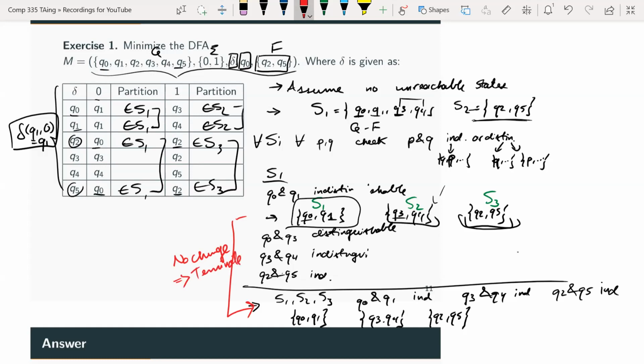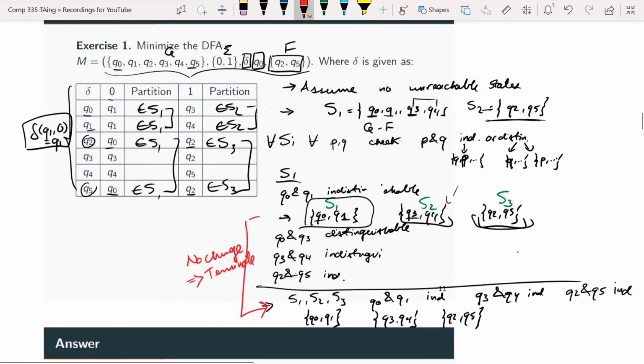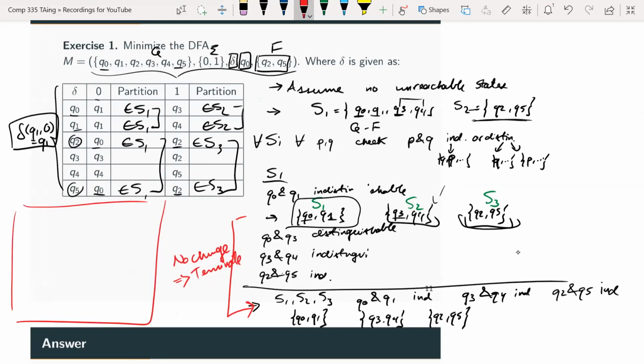And now all that's left to do is actually draw the minimal DFA. So remember, the states are the final partitions. So let's say 0, 1 is one partition, 3, 4 is another partition, and 2, 5 is another partition. The initial state is the state of the partition that contains the initial state. So in this case, 0, 1 contains the initial state Q0. So that's going to be the initial state.